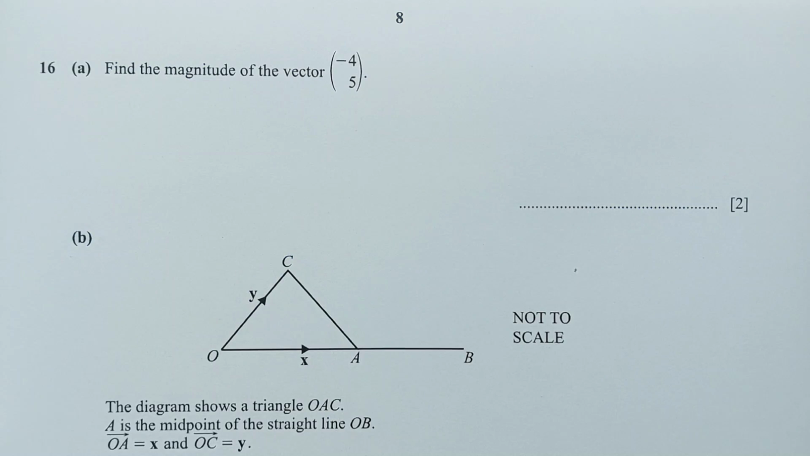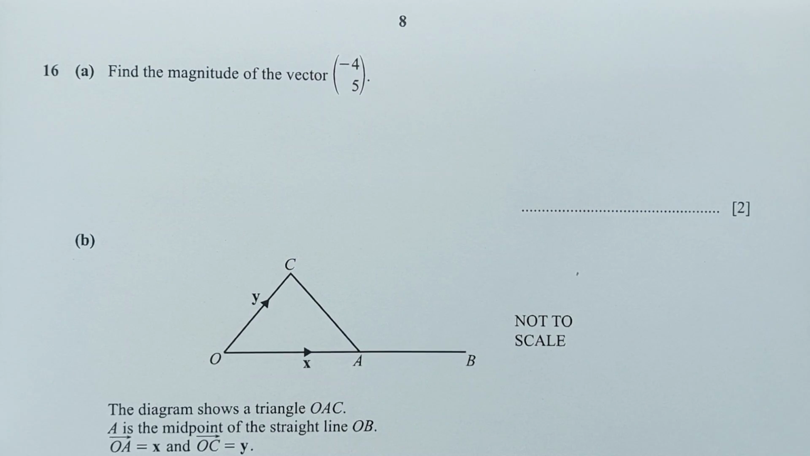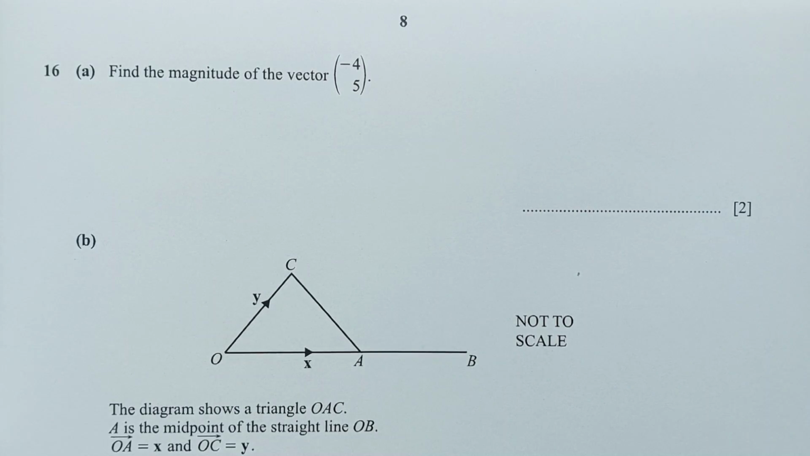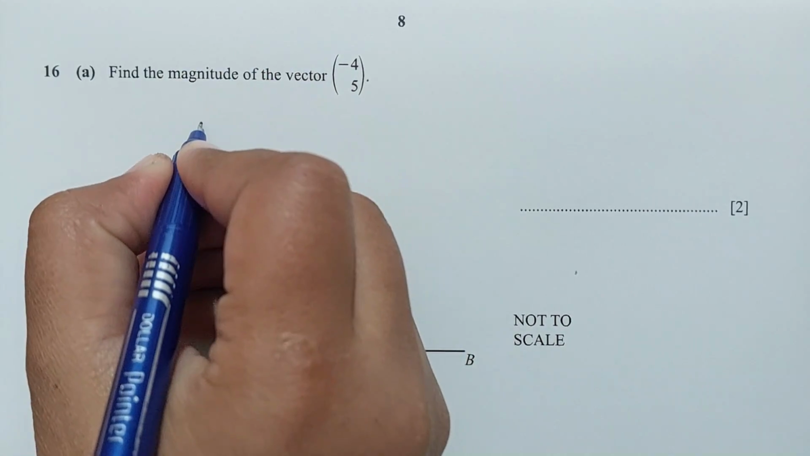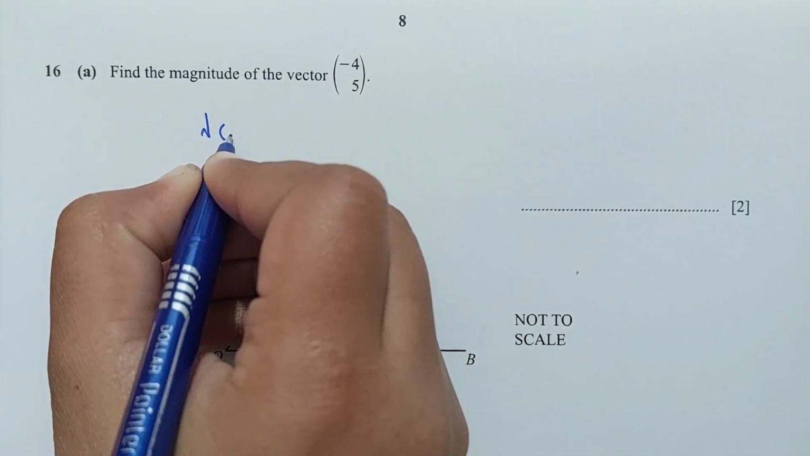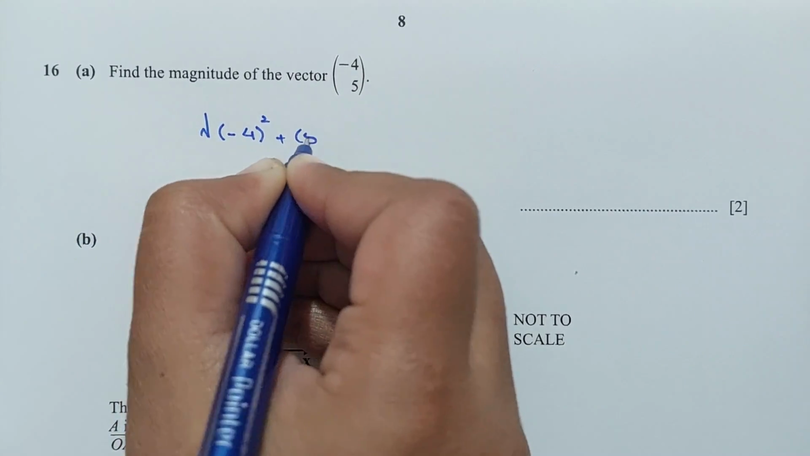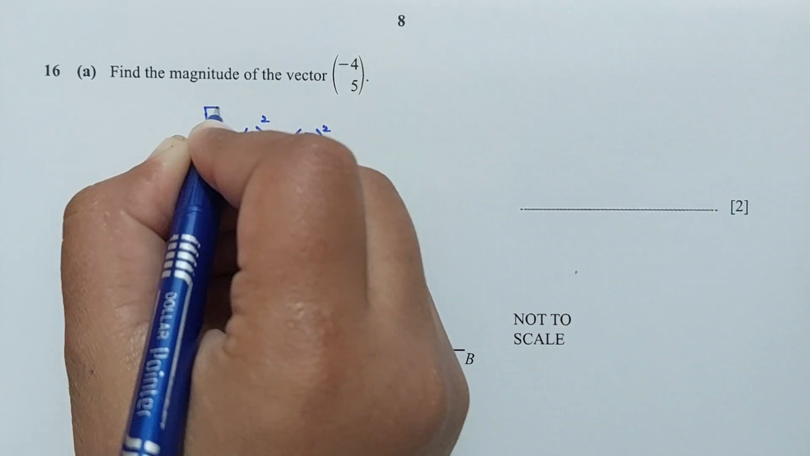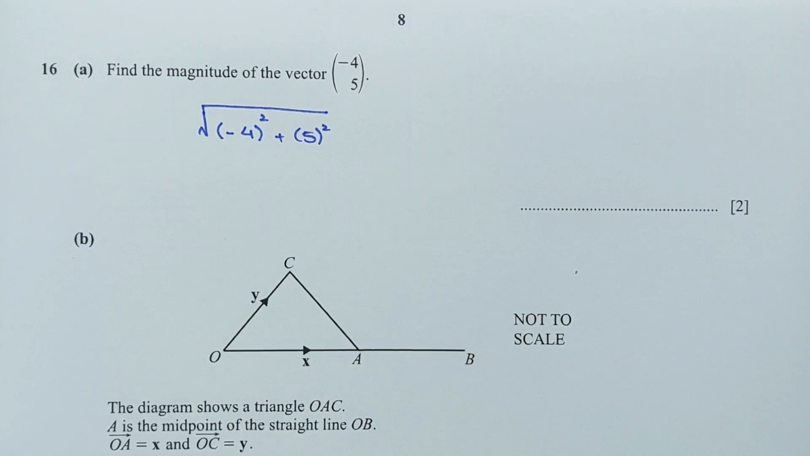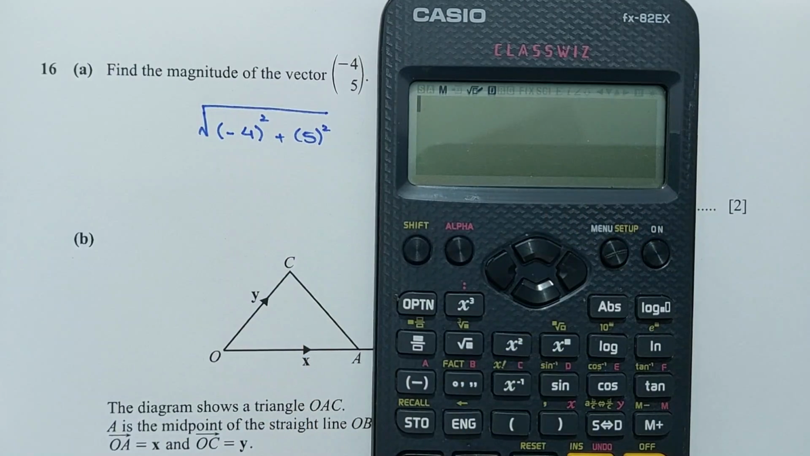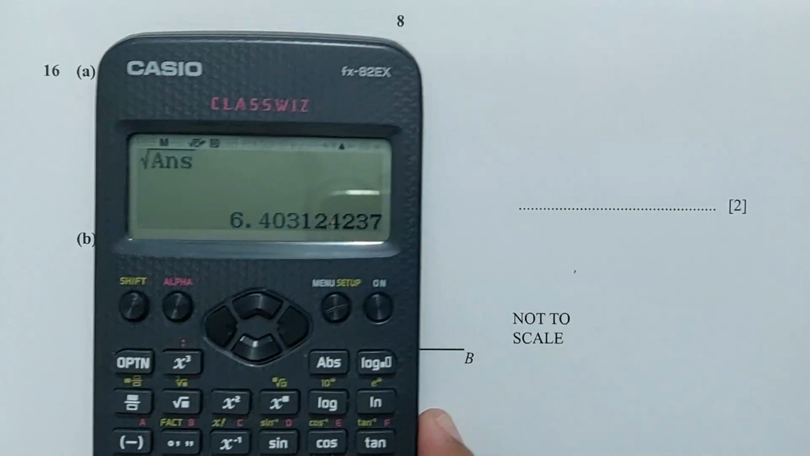Right. Question number 16, part A. Find the magnitude of the vector (minus 4, 5). So the magnitude is the square root of negative 4 square plus 5 square. So 4 square is 16 and 5 square is 25, and the square root of 41 is 6.4.